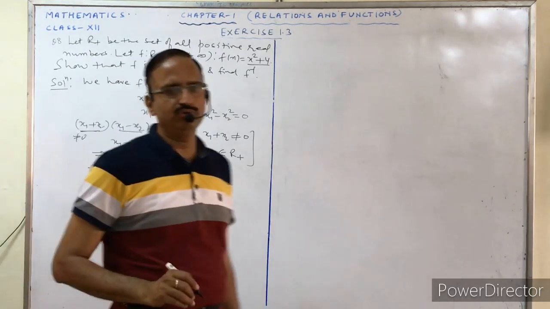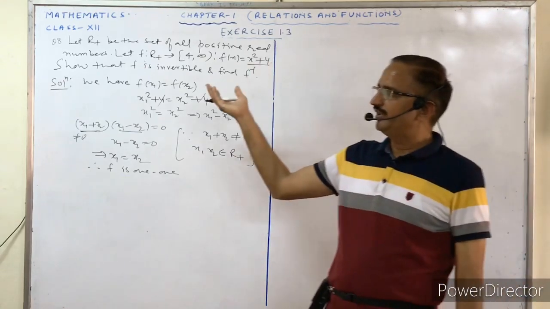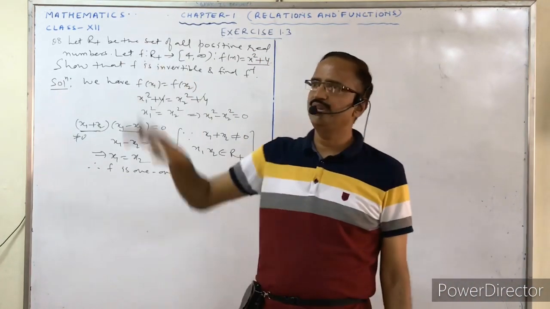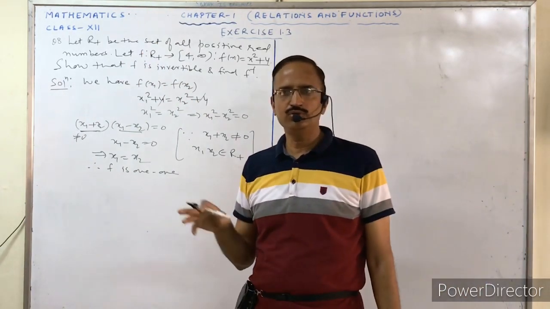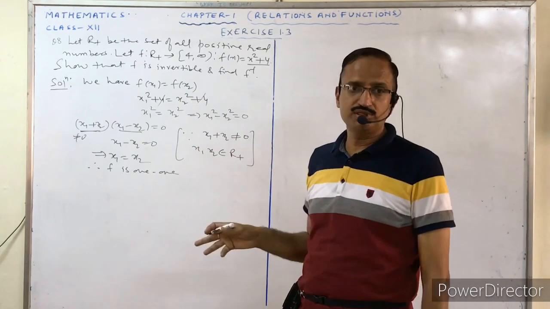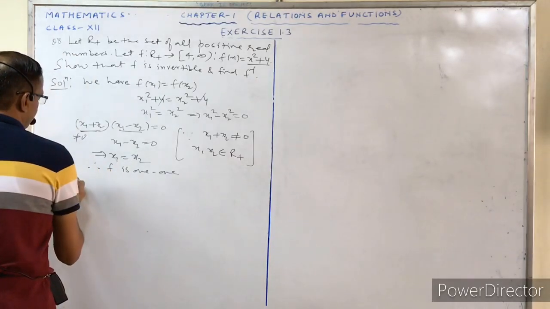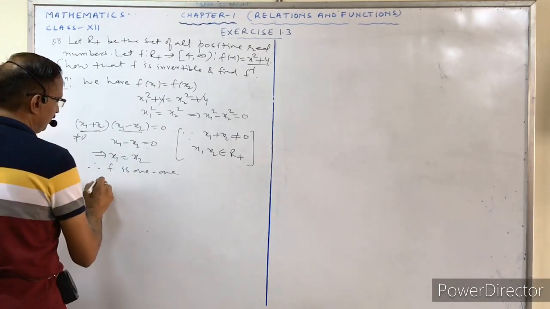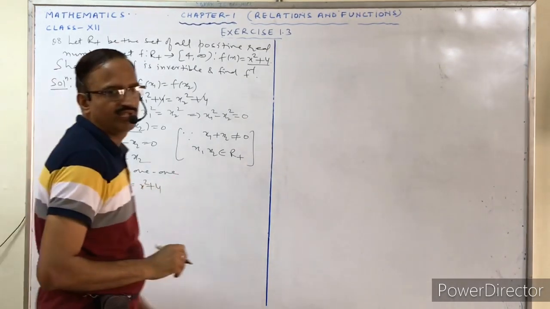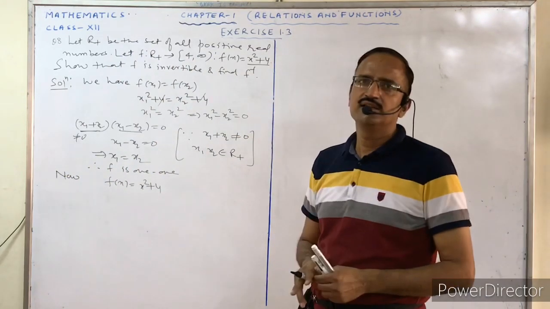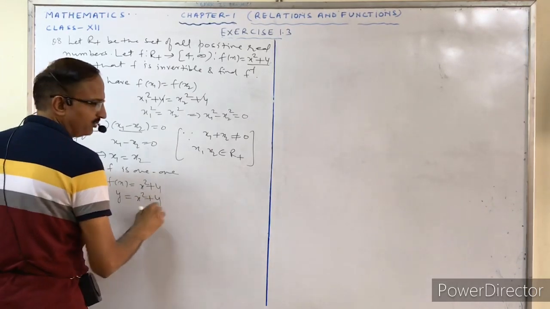Now we will prove that this is onto. In the previous question, all the elements of the range had pre-images. So in that we only proved one-one, and onto was automatic. But in this question we have to prove that this is onto. For that, now suppose this function is x square plus 4. In place of f(x), we will assume y equals x square plus 4.